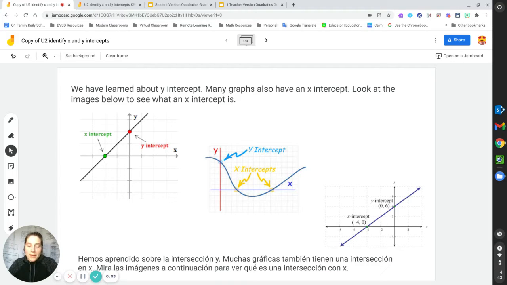We have learned about y-intercepts. Many graphs also have an x-intercept. So we're going to look at these images to see what an x-intercept is.